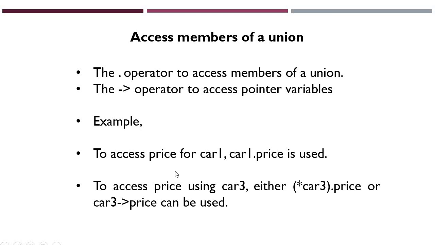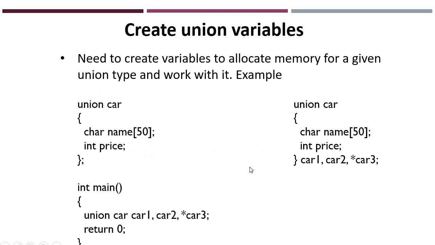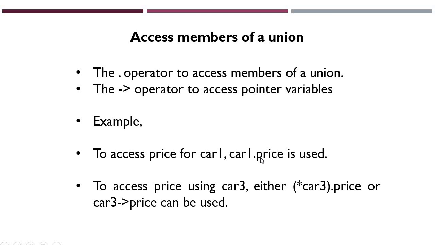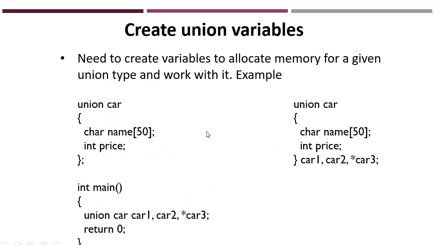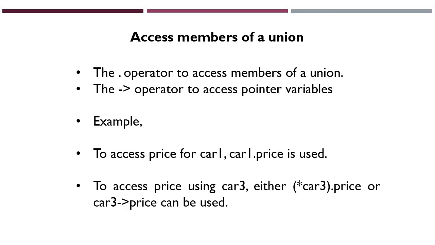For example, see car1, car2. If we want to access the price, then I have to use the dot operator with the union variable: car1.price. Similarly, car1.name. We have to mention each member with the specification of the union variable. So if I want to access car2, then car2.price should be mentioned.